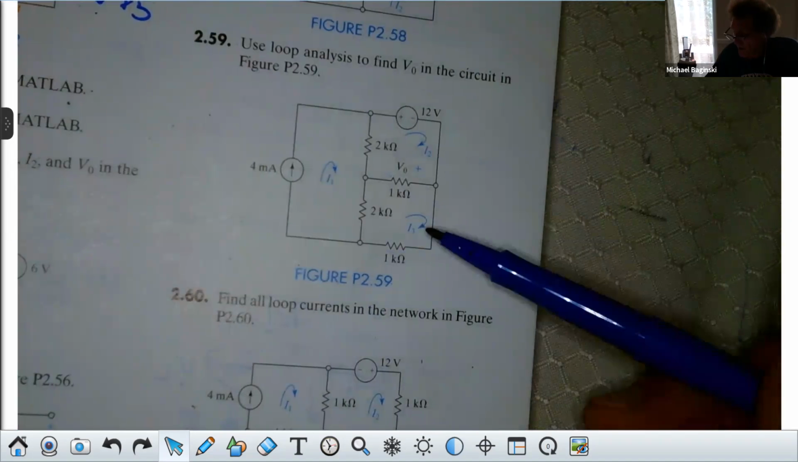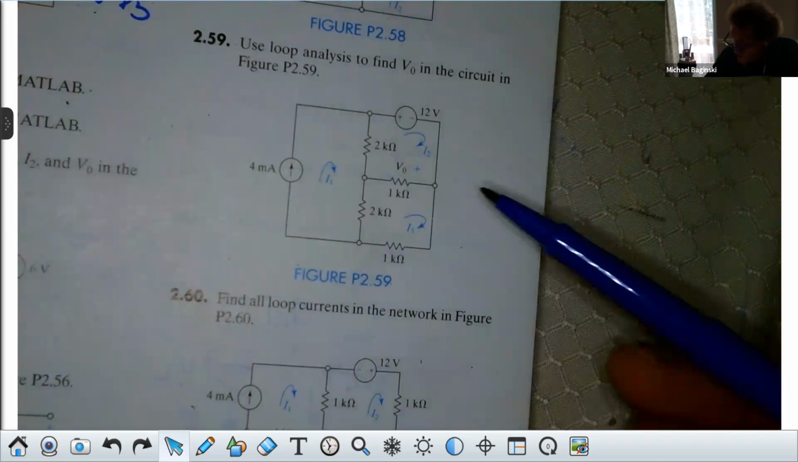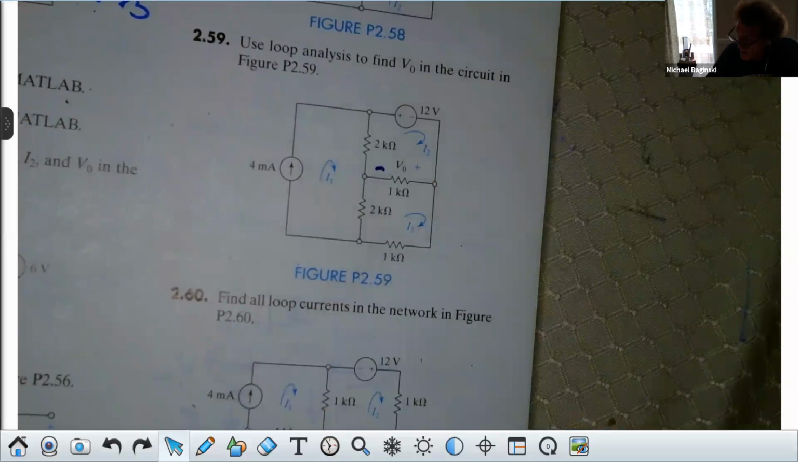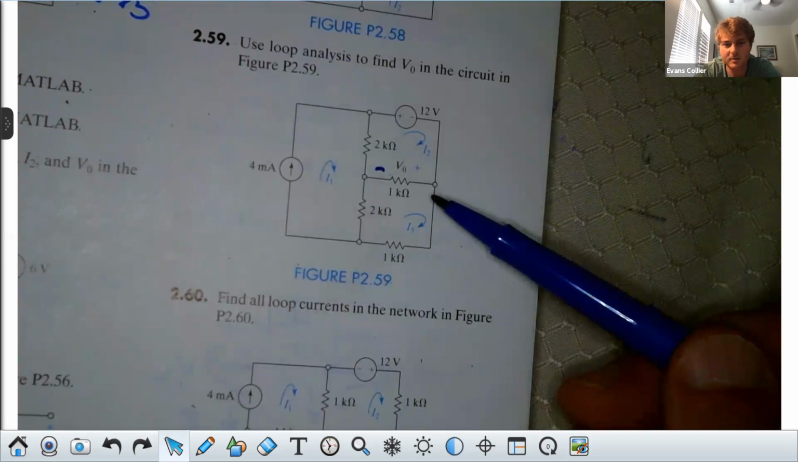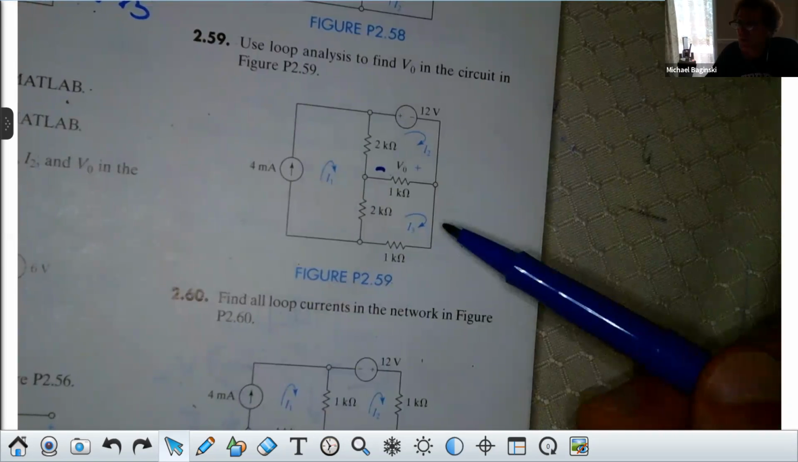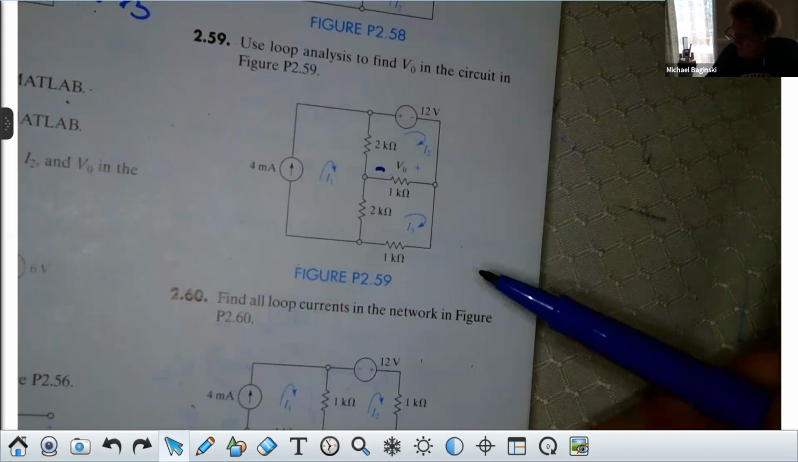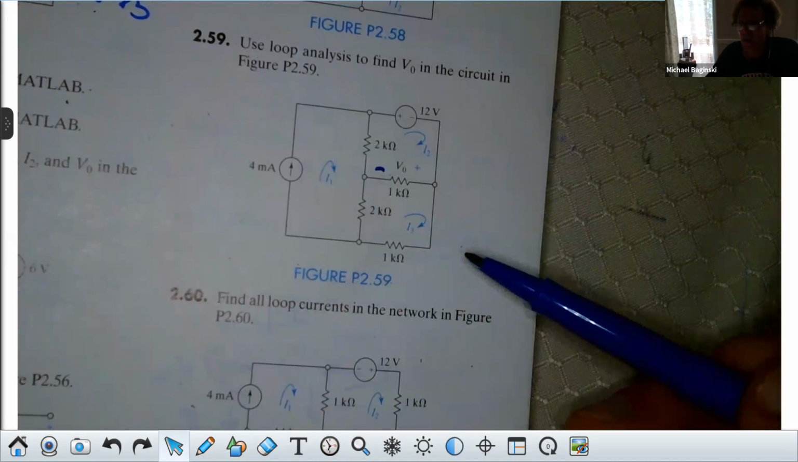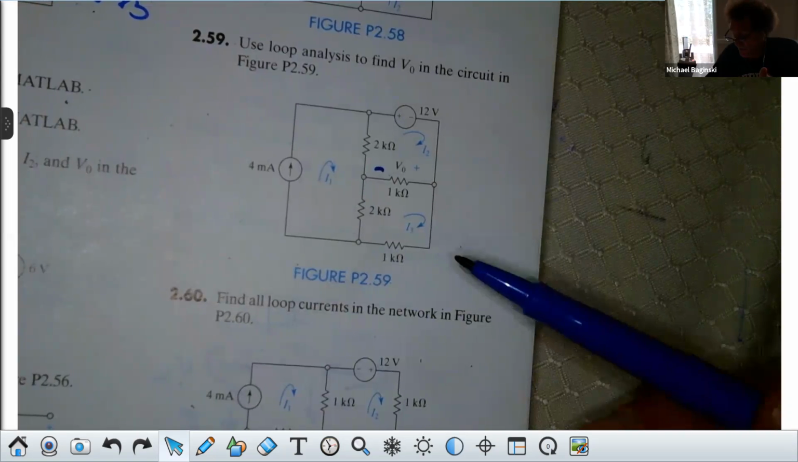Based on I2 and I3, what is V naught? Someone tell me. It should be plus to minus, right? What is V naught? 1K ohms times I2 minus I3. Exactly. And please make sure positive current enters the positive terminal. This one, I3 is flowing out. It would be subtracted from I2. Got it, class? Very important you do that. All right, I'm going to give you that problem too.